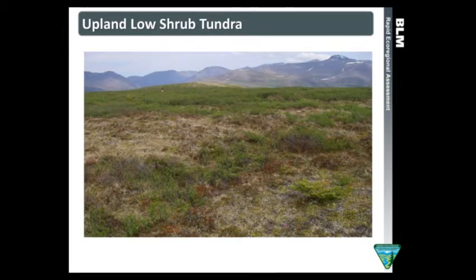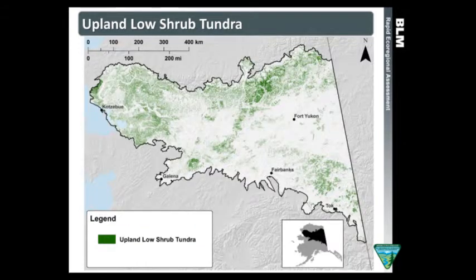So moving right along to our classes above tree line, I'm shifting over now to the map. The land, the habitats will be derived from our vegetation mosaic. So the upland low shrub tundra generally occurs in these well-drained sites above tree line. And this is the distribution according to the Alaska vegetation mosaic map. And that one, I don't have too much to say about that. It's pretty straightforward.